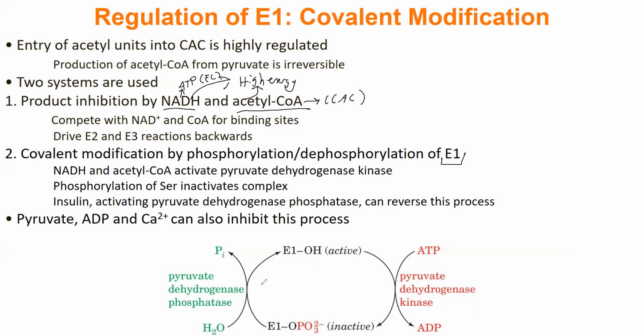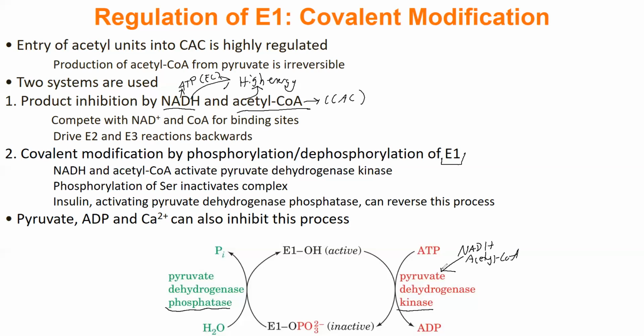And it's controlled by 2 different enzymes. Pyruvate dehydrogenase phosphatase. Remember, a phosphatase usually removes a phosphate. And pyruvate dehydrogenase kinase. A kinase normally adds a phosphate. So NADH and acetyl-CoA, not only do they bind PDH, they activate pyruvate dehydrogenase kinase.